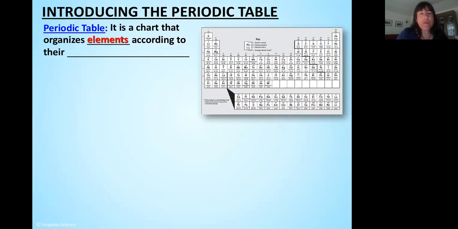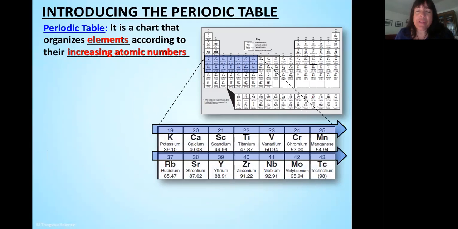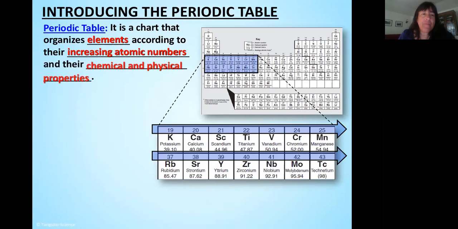So the elements are organized according to their increasing atomic number. You may say, what's an atomic number? When you look at the periodic table, it's that whole number, usually at the top, sometimes at the bottom of the box. And these are the number of protons. We have not gotten down into the anatomy of an atom, but we will. But know that this whole number is called an atomic number, okay? Also, they're arranged according to their chemical and physical properties.